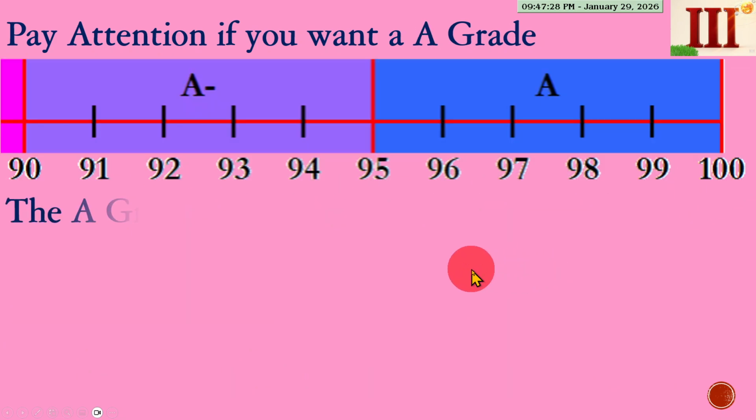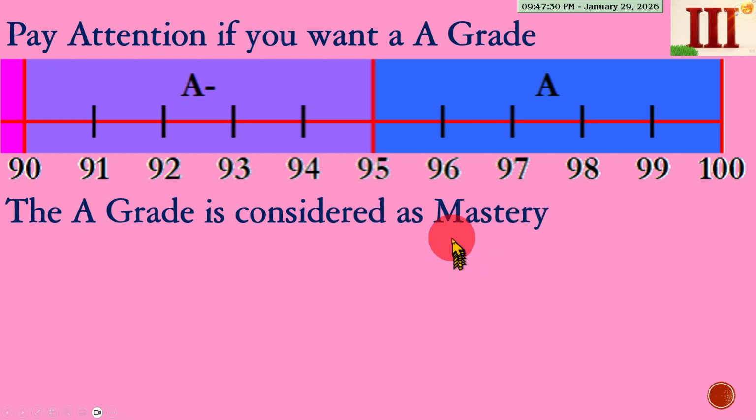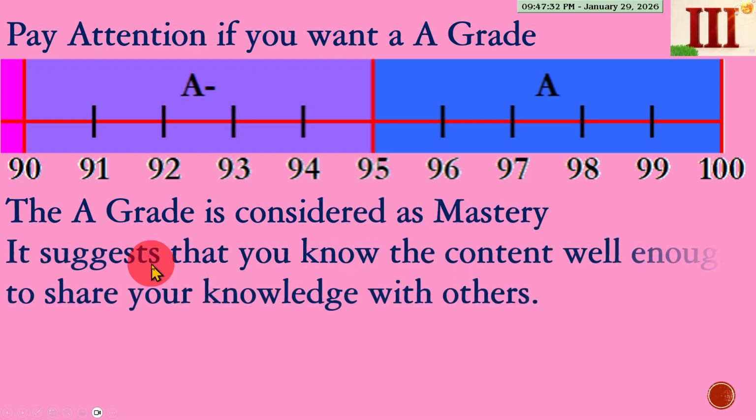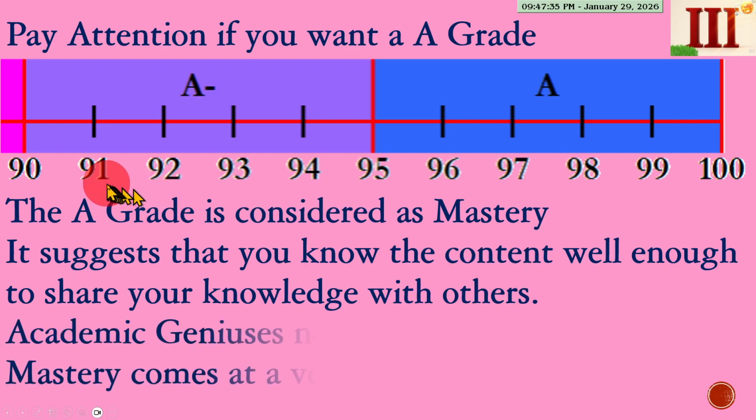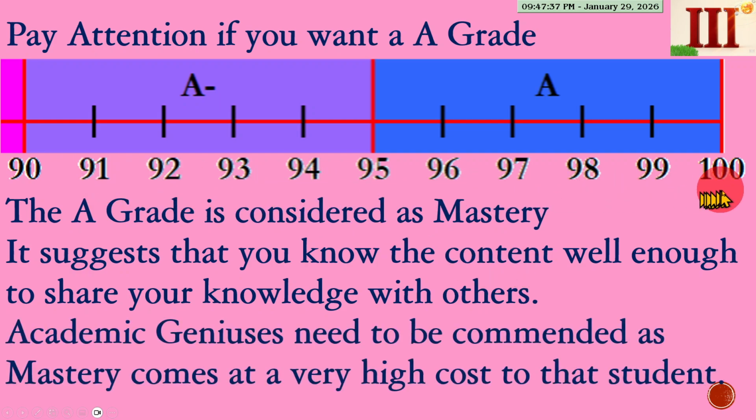And of course, if you ever get an A, you are considered a master. The master can teach. So if you ever get an A on your report card, it is assumed that you know the subject well enough to pass the information on to others. So academic geniuses need to be commended as masters, as mastery comes at a very high cost to that student. They have dedicated a lot of time and energy to doing so.